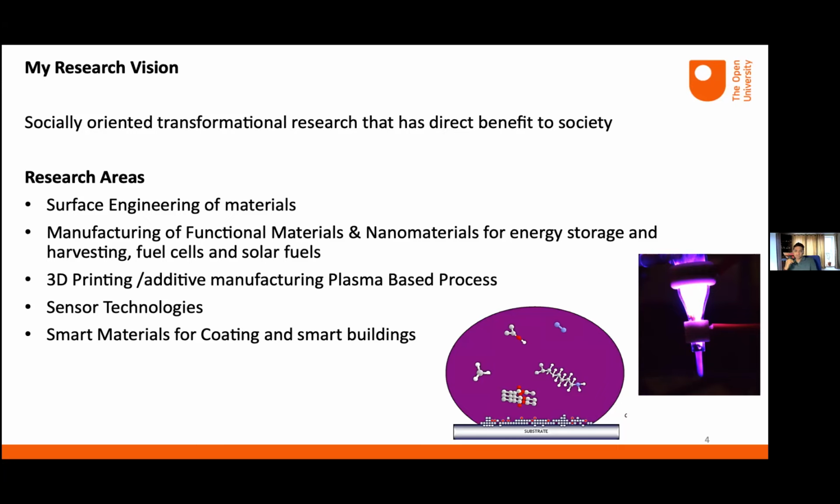Then we picked up surface engineering of materials, which is our key strength, then manufacturing of materials, and energy storage, fuel cells and solar fuels. We have a homemade additive manufacturing, or 3D printing. This is 3D printing using plasma-based processes and sensors and other things.